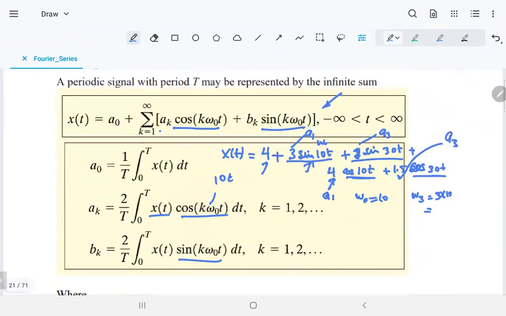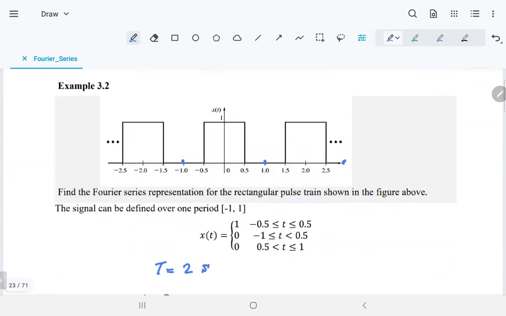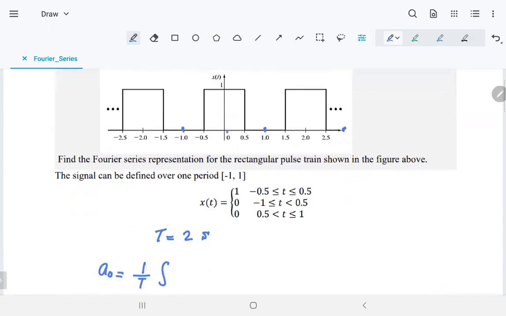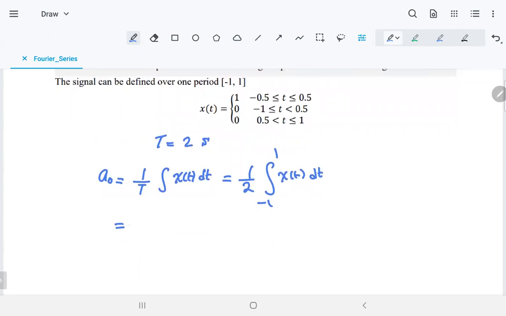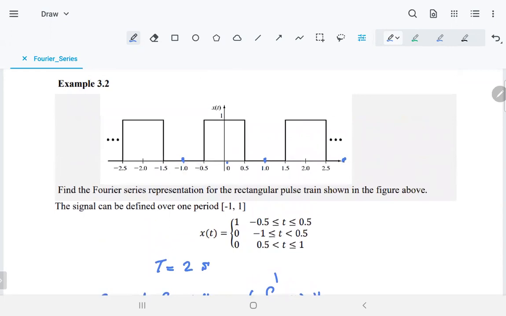Okay. So for this example, you can start from 0 up to 2, but the signal is changing. But from -1 to 1, let me just write the expression: A naught is equal to 1 over the period, the integration from -1 to 1 of x of t dt. Now, I will say 1 over 2. When I go from -1 to 1, I find from -1 to -0.5 the signal is equal to 0, so ignore it.